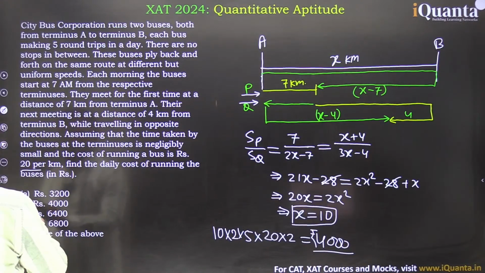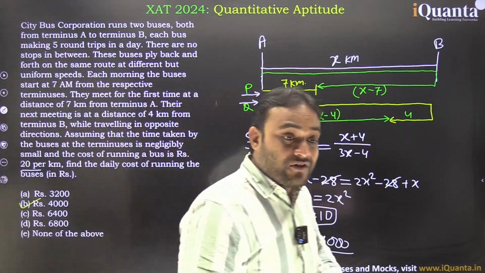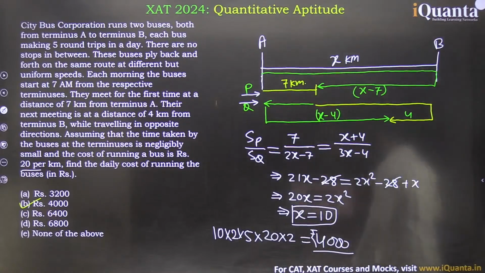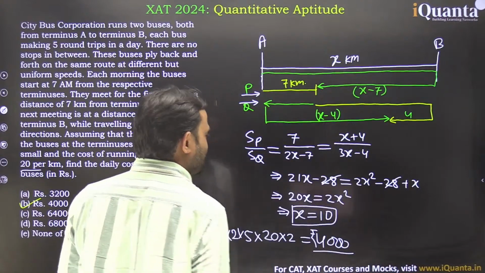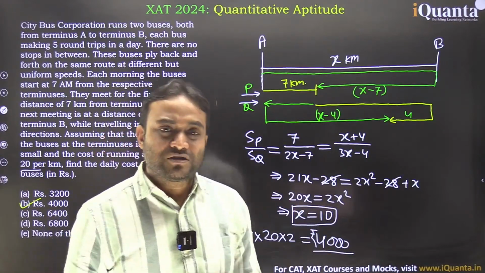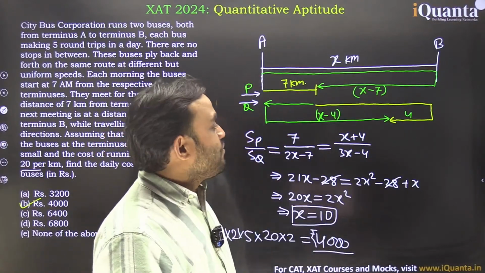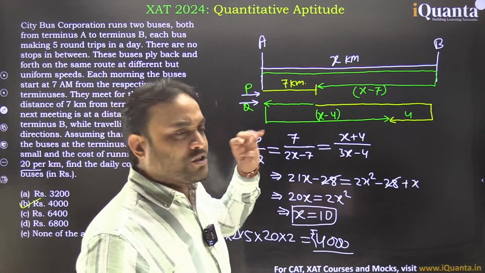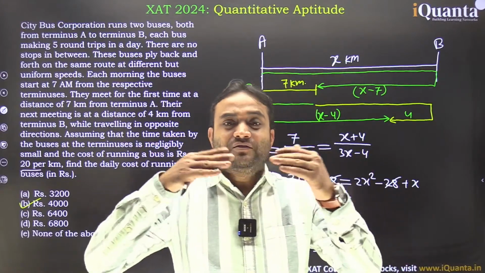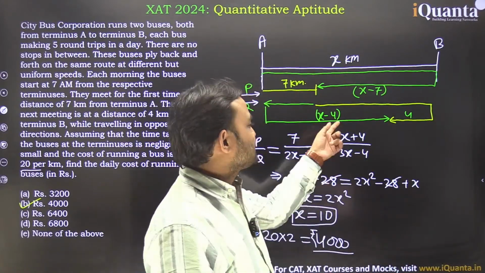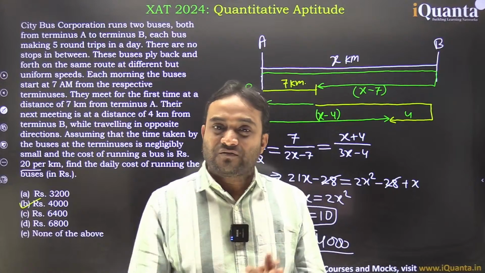Now, there is another way to solve this question. Except this variable concept, you can also solve this question in another way. What we can say is, for the first meeting, both of them together will cover 2x distance. For the second meeting, they will cover twice that distance, right?